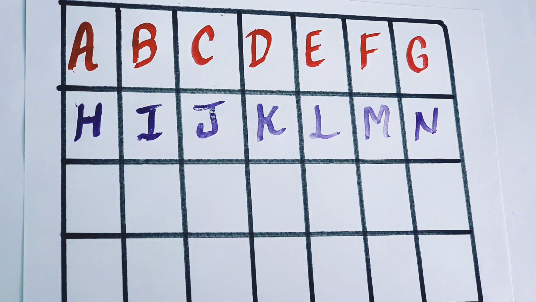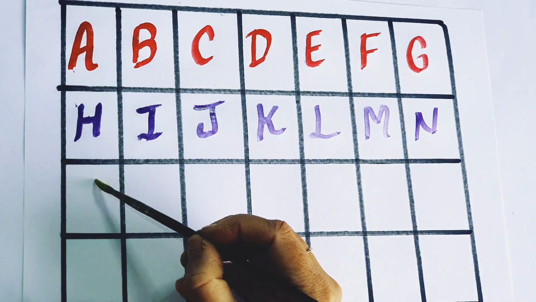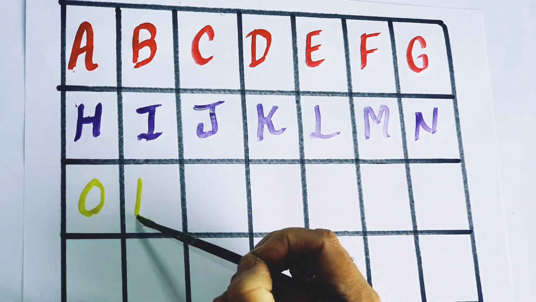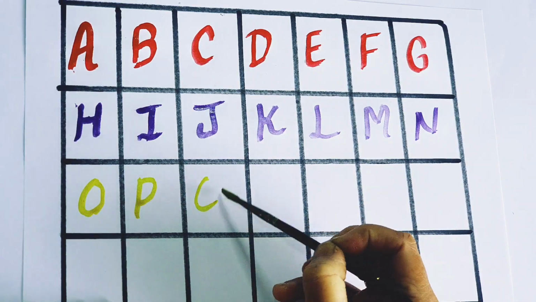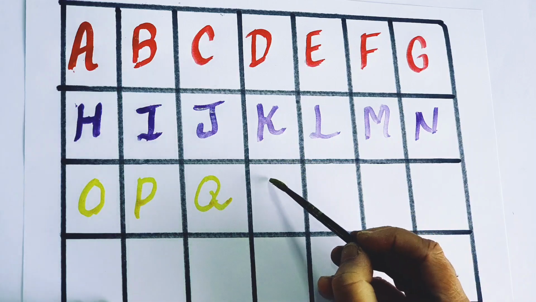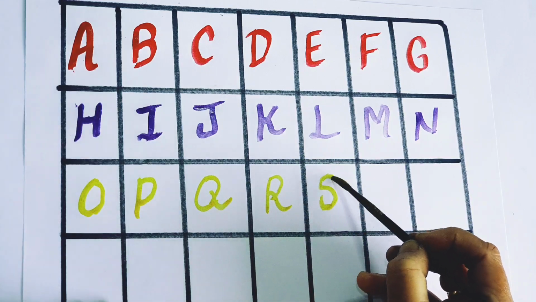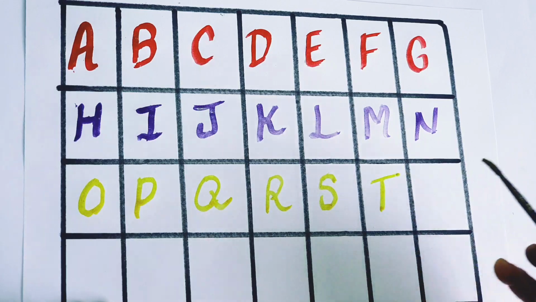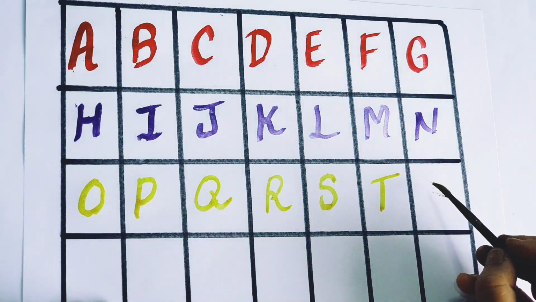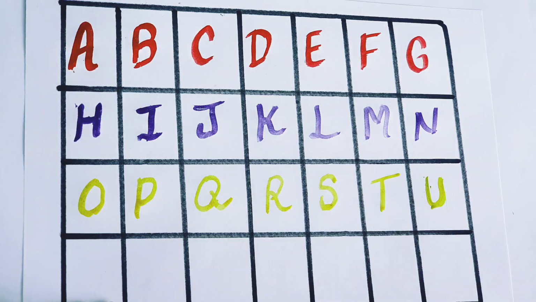Light yellow color, O for orange, P for piano, Q for queen, R for red, S for star, T for tomato, U for umbrella.